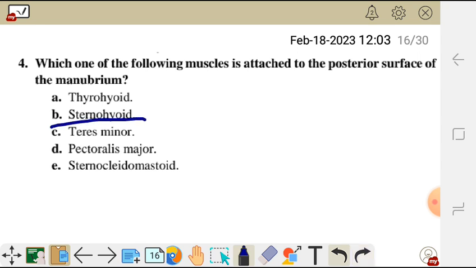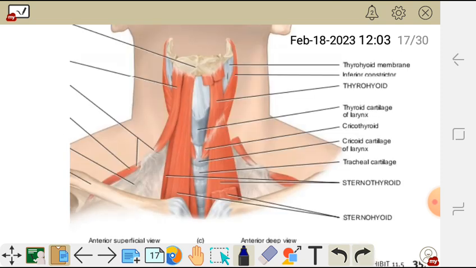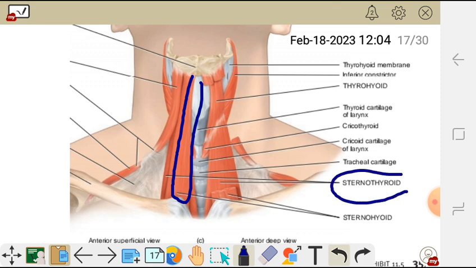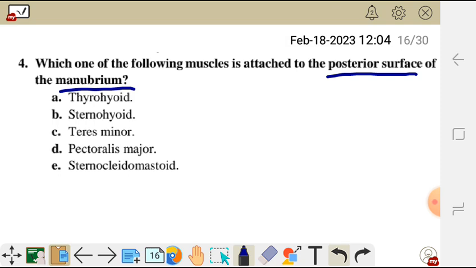The correct answer for question 4 is B. The muscle that attaches on the hyoid bone in the neck comes down and attaches itself to the posterior surface of the manubrium. That muscle is called the sternohyoid muscle. So the correct answer is B for question 4.